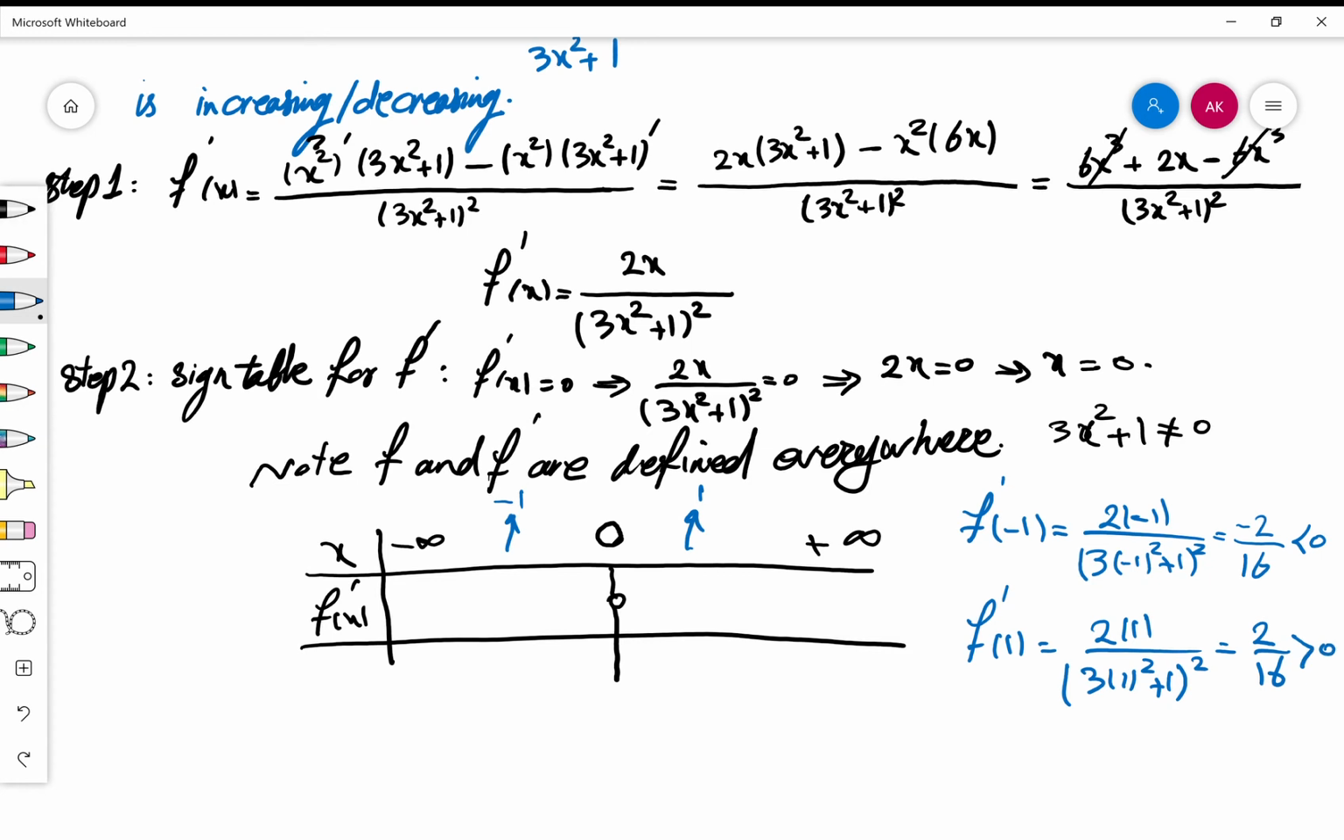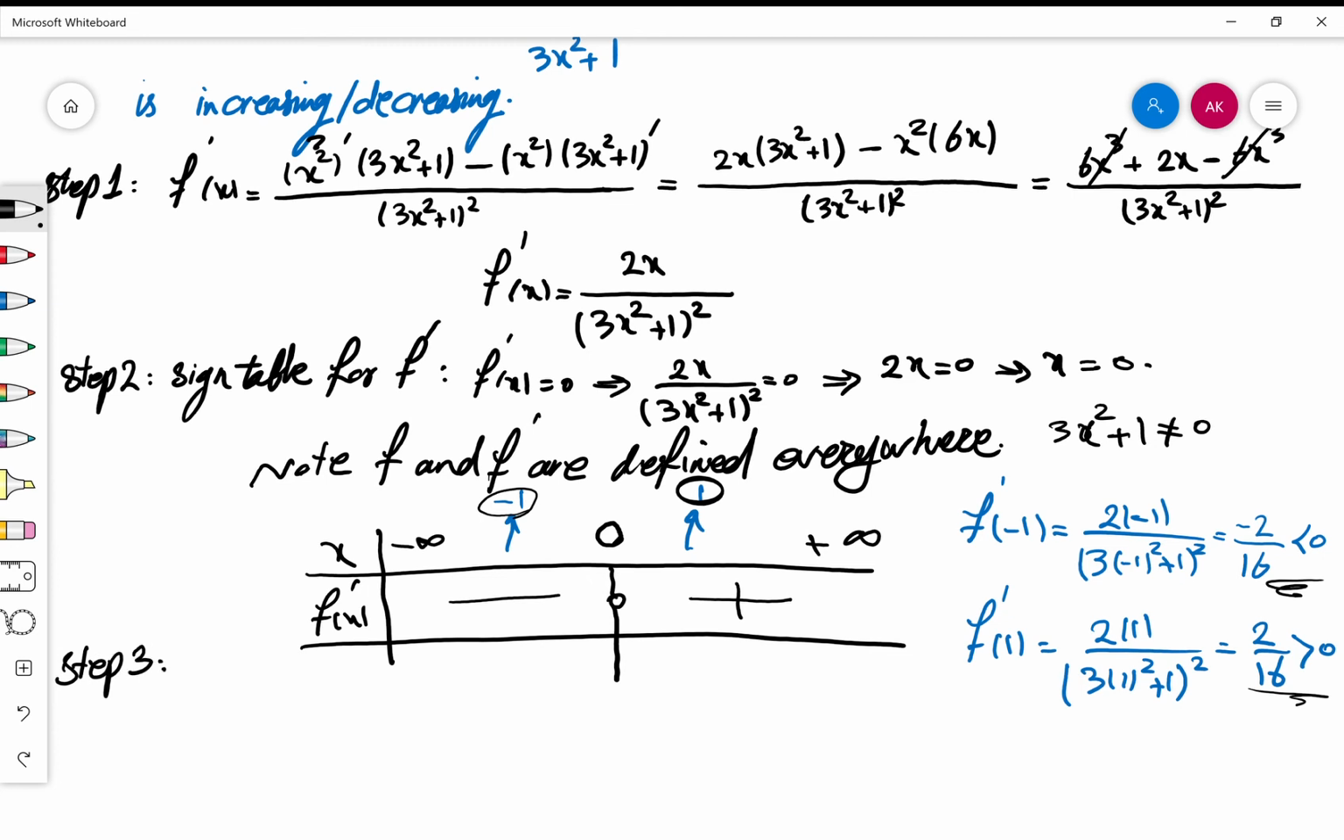So we now know that f prime at negative 1, the sample value, is a negative number. So on the whole interval, including the sample value, it is going to be negative. And f prime at 1 is a positive number, so it will be positive on the whole interval. And that is the sign table for f prime.